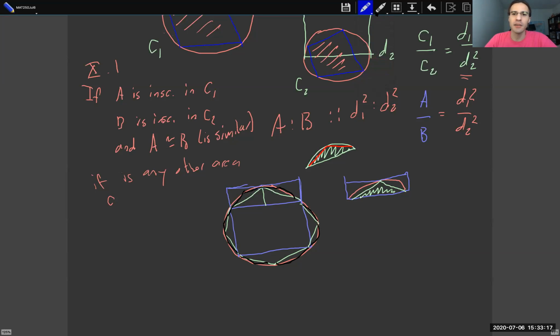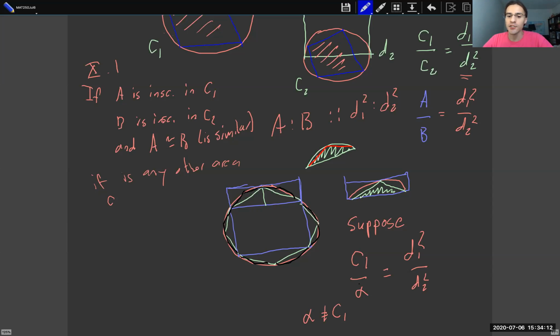Now, here's a bit of a questionable thing. Eudoxus says, suppose C1, if you look at the ratio of D1 squared to D2 squared, suppose that it is not the same ratio as C1 to C2. Then, this is something that you have to take on faith, there is some area, let's call it alpha, such that C1 is to alpha as D1 squared is to D2 squared, and alpha does not equal C2.